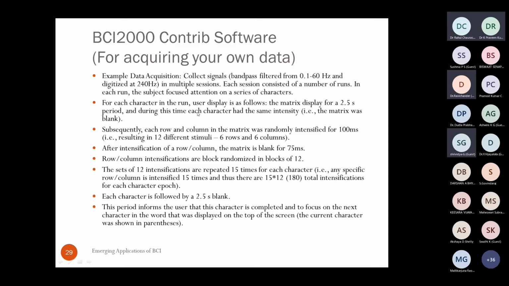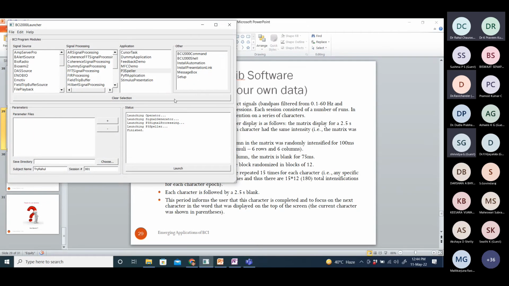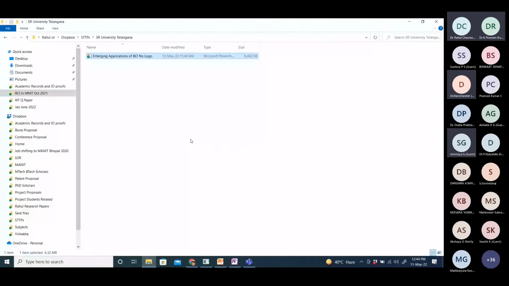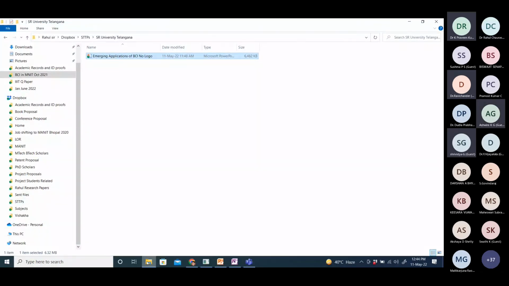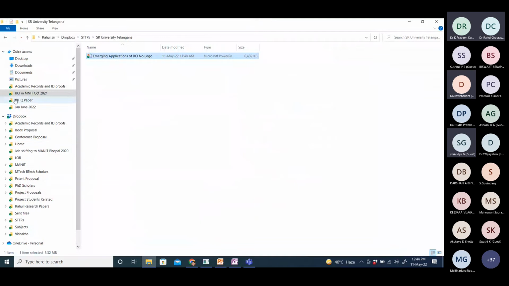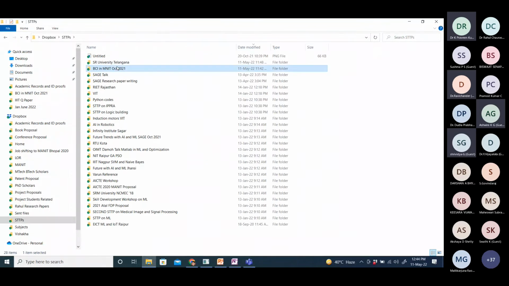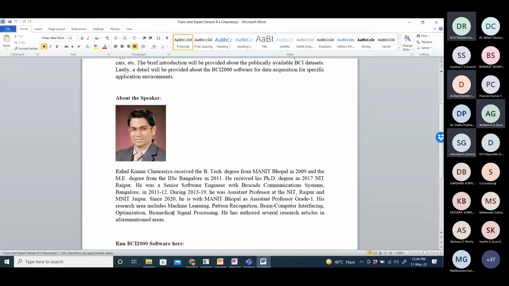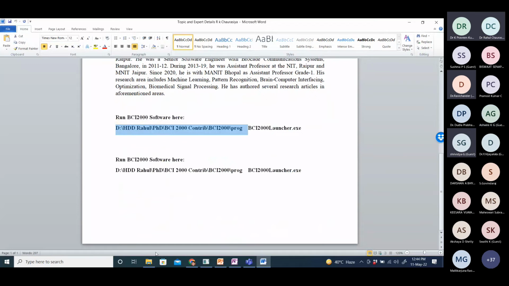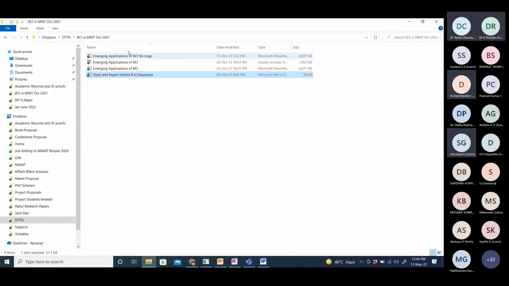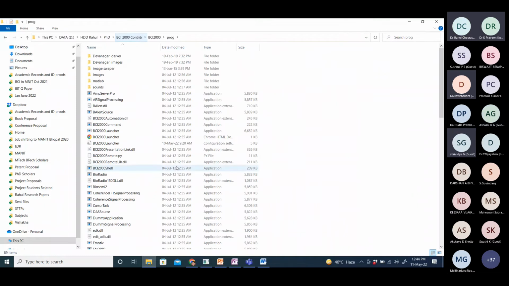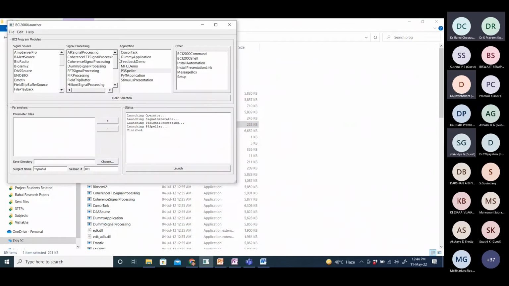You can decide the run, the characters, and other things. I will just give you a very simple demo of this. So this is how the software looks, or maybe I go to the page. Let me go to the page from where I can do that. So I have downloaded this, and whenever you want, you can run it. It has some files, and one file I have selected and run. So this is it, the BCI 2000 launcher.